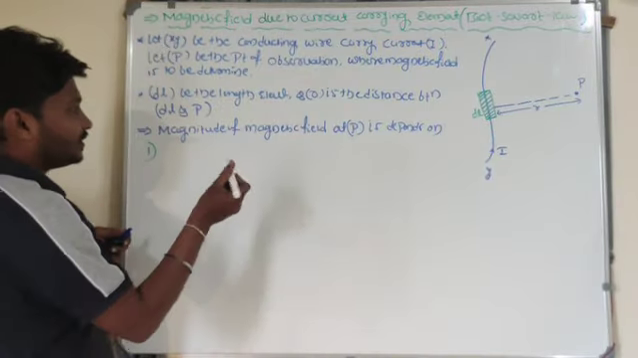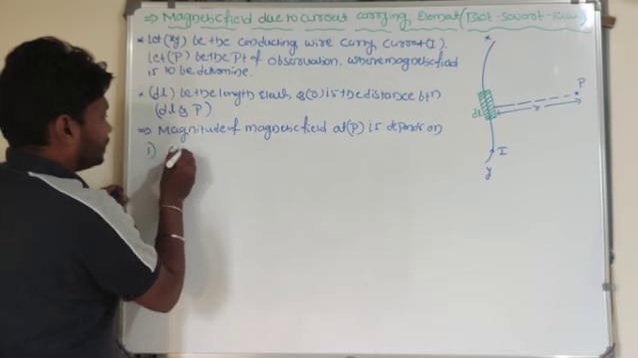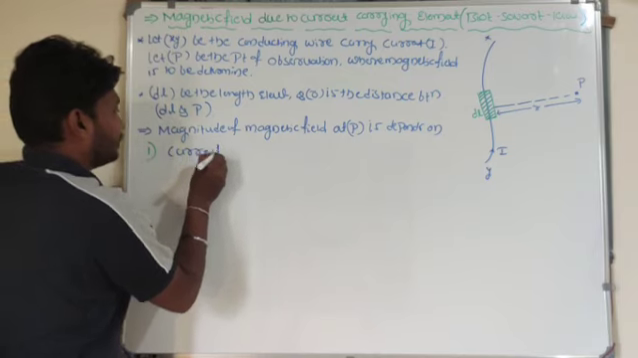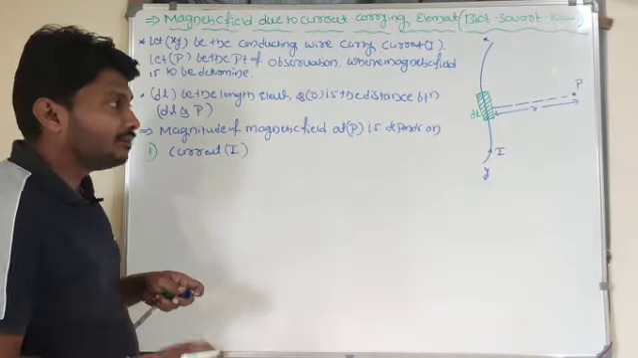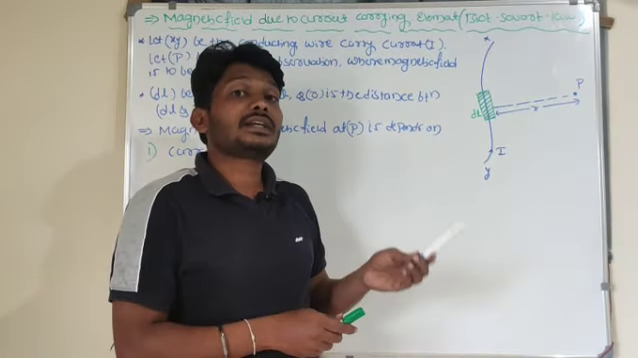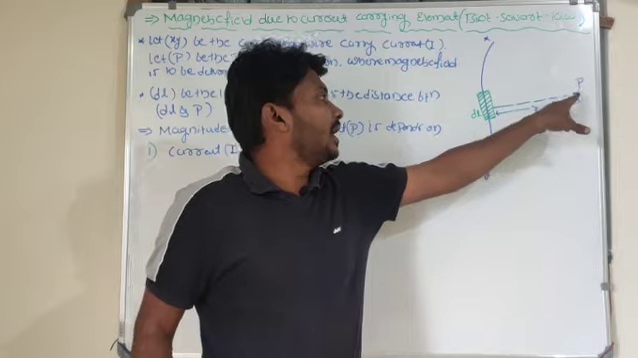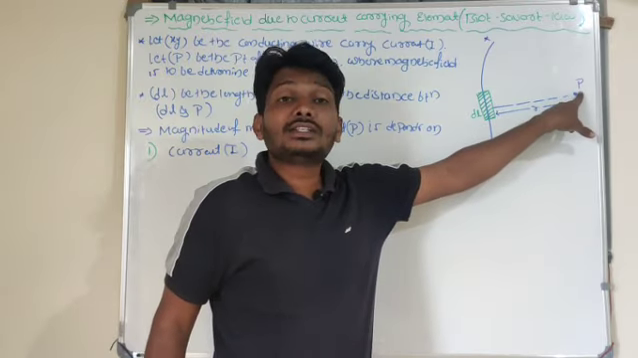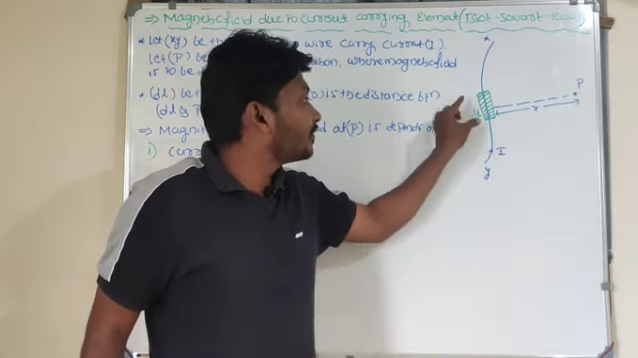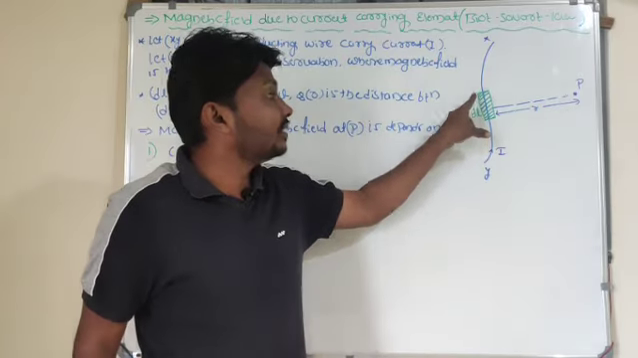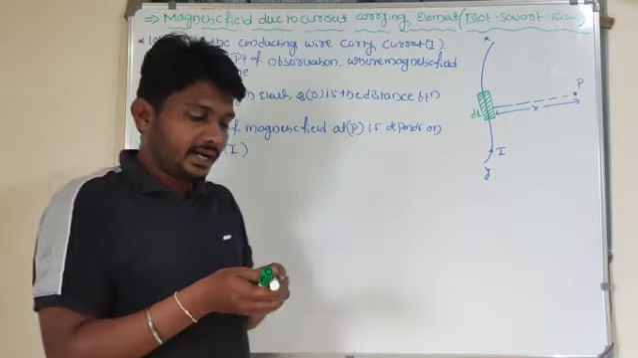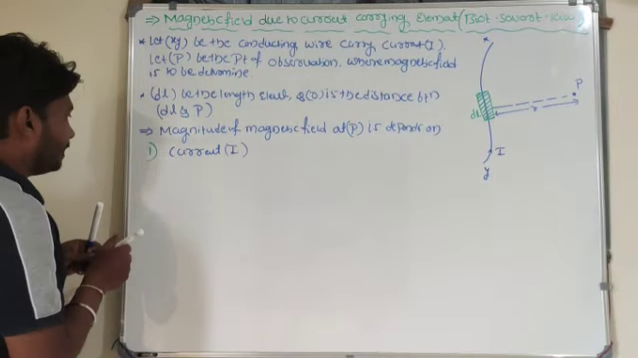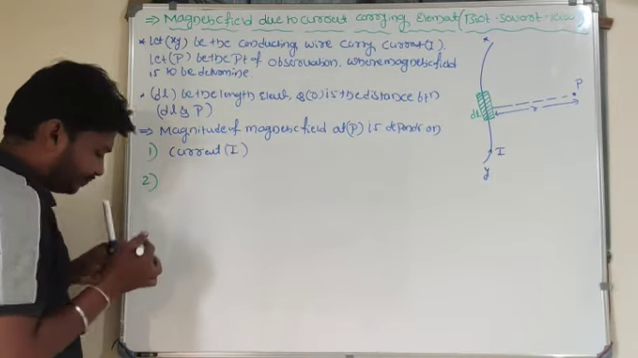So what is the first dependent factor? The first dependent factor is current here. For example, in order to get the magnetic field at this point P, if the magnitude of current at this length element is more, you will get maximum magnetic field at point P.